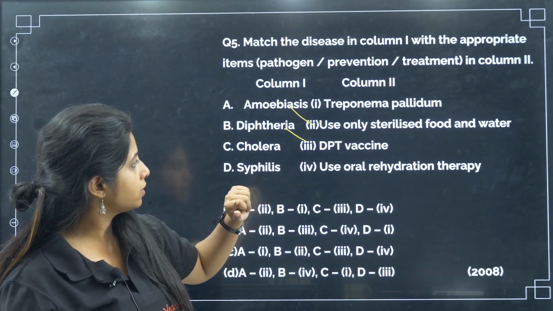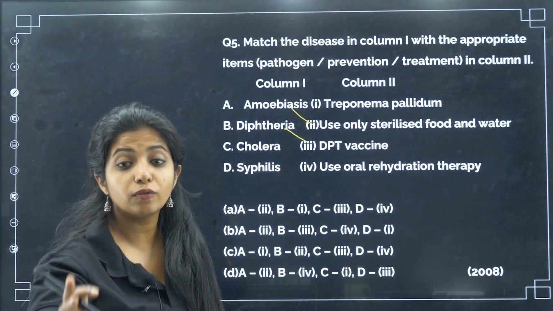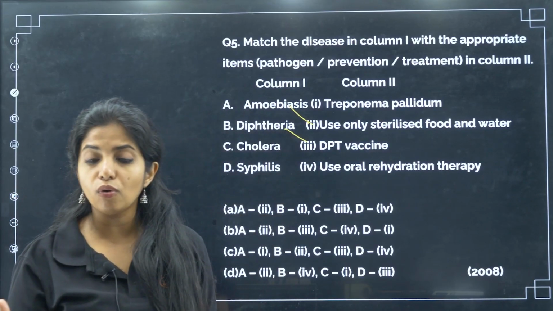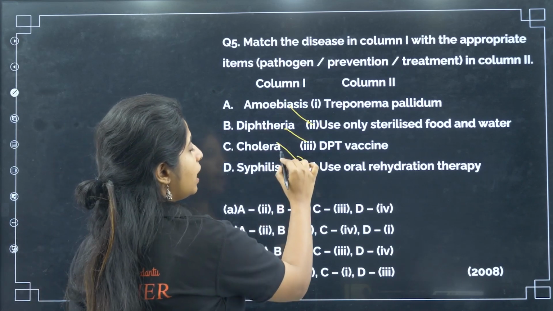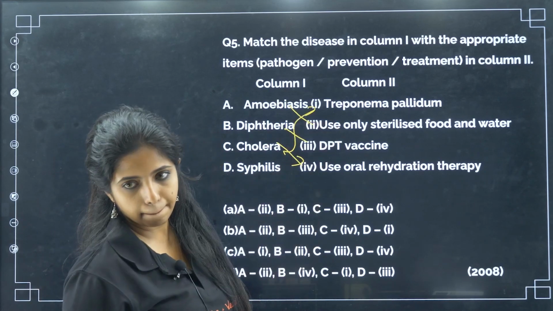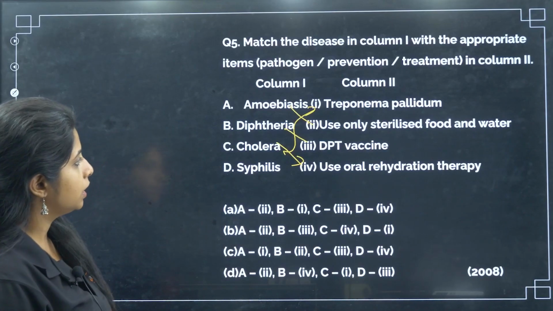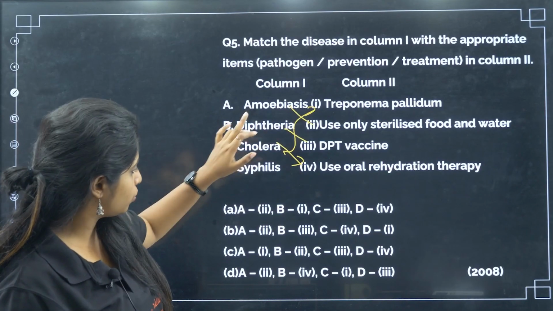Diphtheria, you have the DPT vaccine. Cholera, my dear children, is when you get loose motion, ultimate level of loose motion, very bad. So you would be dehydrated very much, so you need oral rehydration therapy for that. Now syphilis is caused by Treponema pallidum. And with that, we end this. So amoebiasis with 2. A goes with 2.